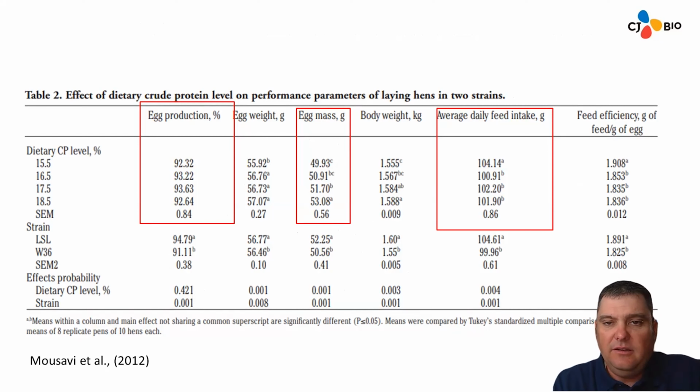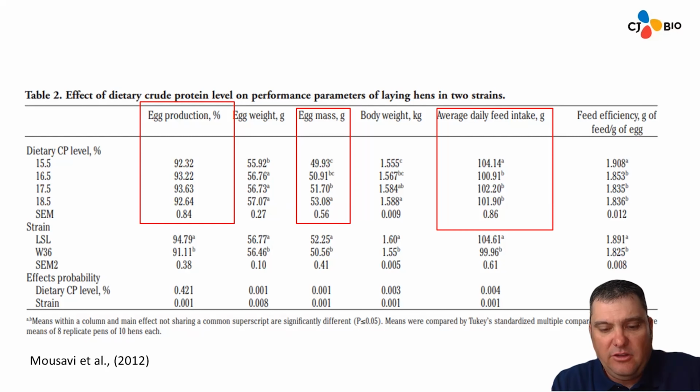This is the impact of reducing crude protein in laying hens. Here you can see protein ranges from 18.5 to 15.5, no difference in egg production. But what we do see is increases in daily feed intake as protein level decreases. We see increases in feed efficiency, and we see decreases in egg mass. And so this is the concern, right? Well, if I reduce my crude protein, am I going to lose performance?